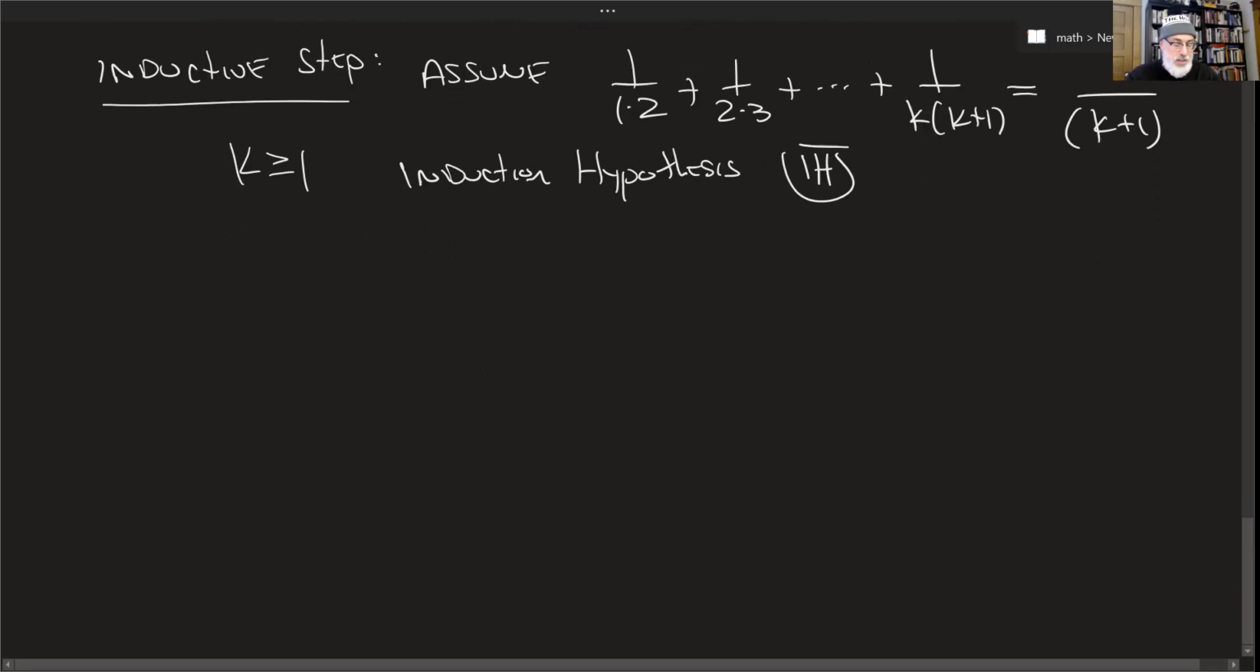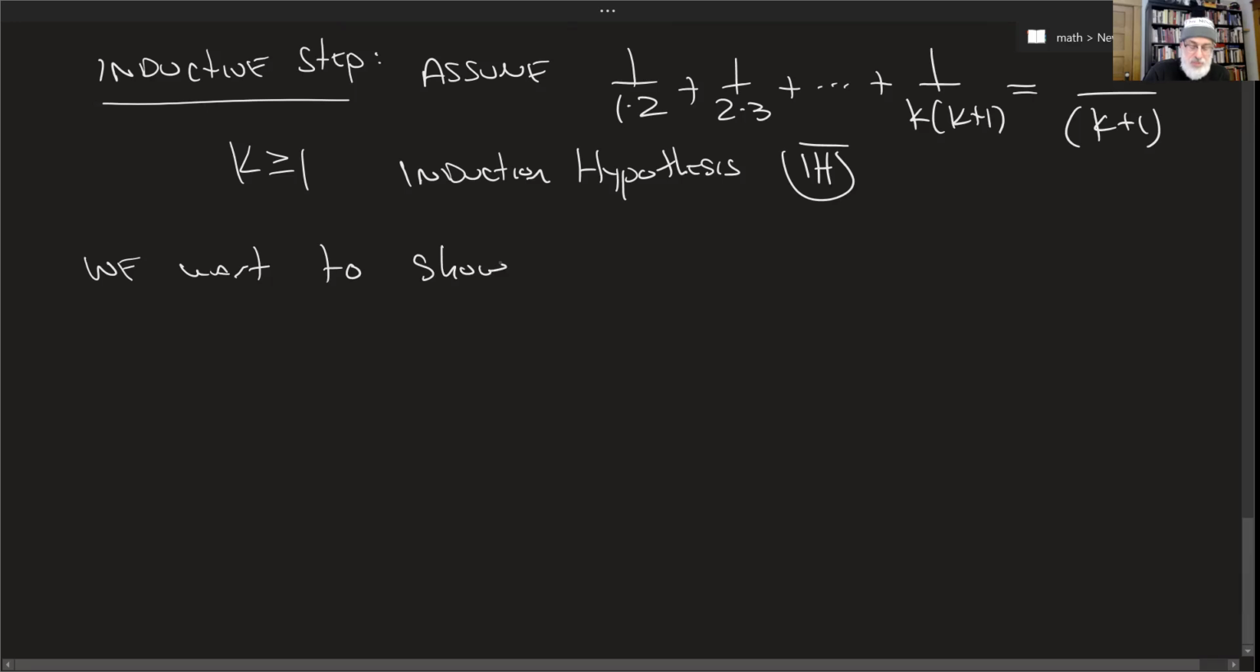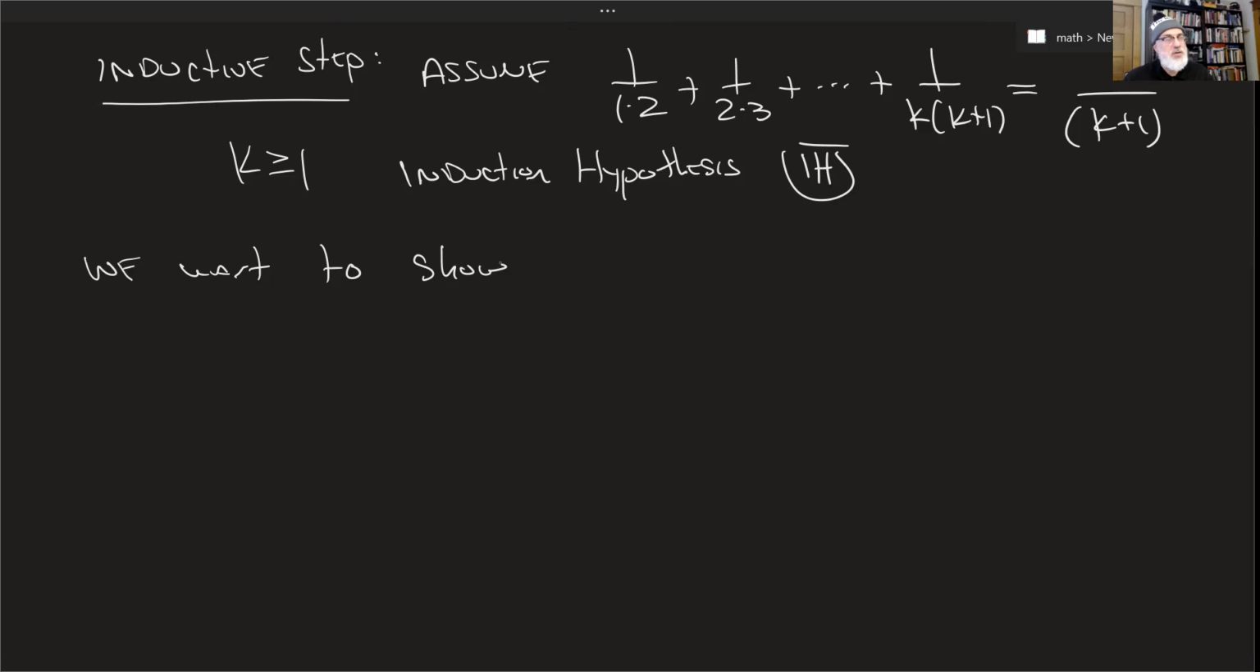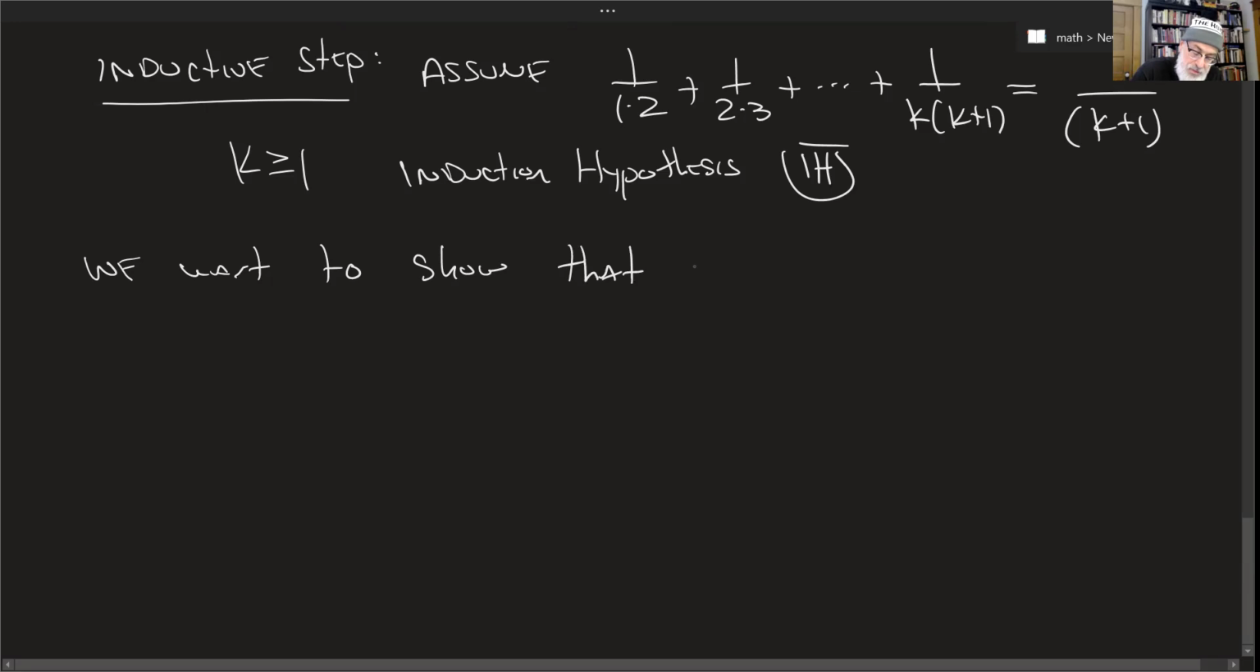So let's just write it out. So we want to show now that the next case is true. If we assume this conjecture is true up until some k, we want to show that it will hold for every k value after k, so k plus 1 in this case. So the k plus 1 case is true.